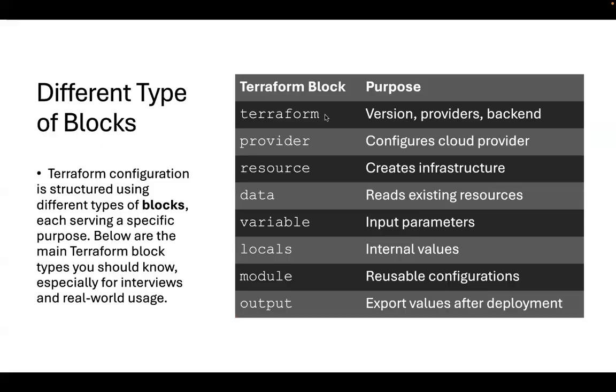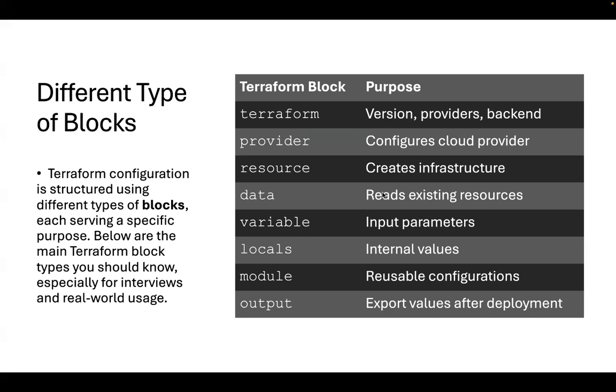The terraform block is used for versions, providers, and backends, and the provider block configures cloud providers. We use the resource block to create infrastructure. The data block we use to read existing resources which are already created. The variable block is for input parameters. Locals are internal values, modules are reusable configuration, and output exports values after deployment.